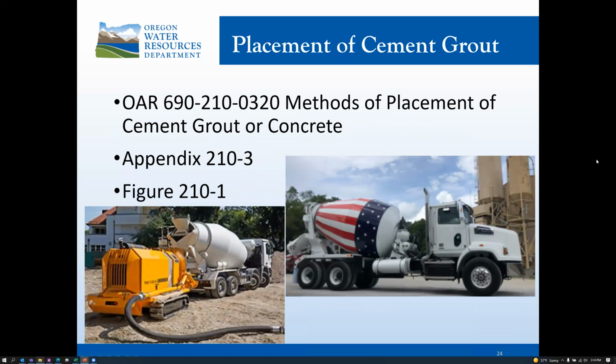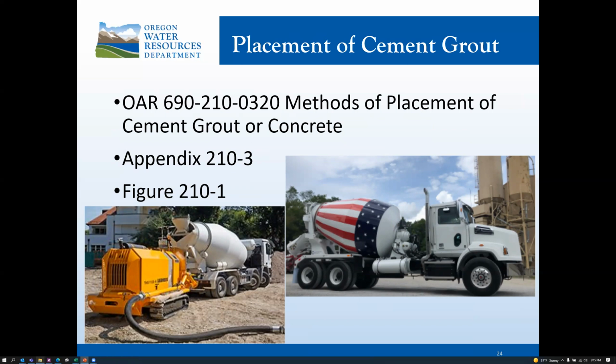Placement of this cement grout. Cement grout or concrete used as sealing material in a well shall be placed first upward from the bottom to completely fill the annular space to be grouted, and shall be placed in one continuous operation without significant interruption. If temporary outer surface casing is used in the construction of the well, it shall be withdrawn as the grout or concrete is placed. And then again, when we're looking at how this grout is placed, you need to reference additional appendices to see those types of grout placement.